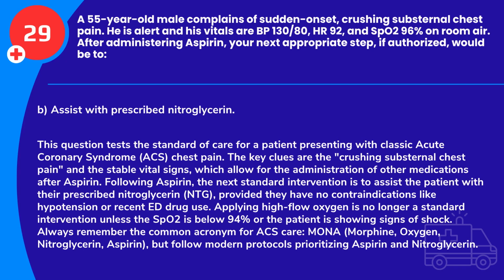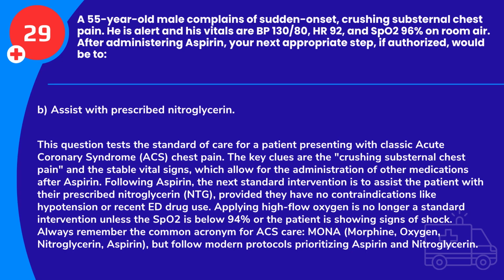Answer: B. Assist with prescribed nitroglycerin. This question tests the standard of care for a patient presenting with classic acute coronary syndrome, ACS, chest pain. The key clues are the crushing substernal chest pain and the stable vital signs, which allow for the administration of other medications after aspirin. Following aspirin, the next standard intervention is to assist the patient with their prescribed nitroglycerin, provided they have no contraindications like hypotension or recent ED drug use.